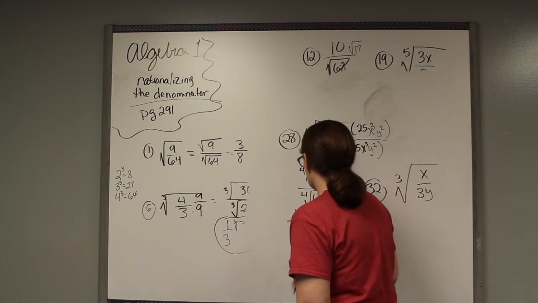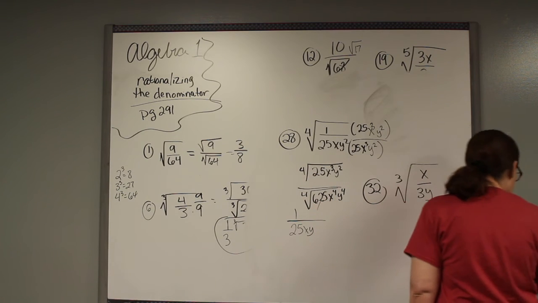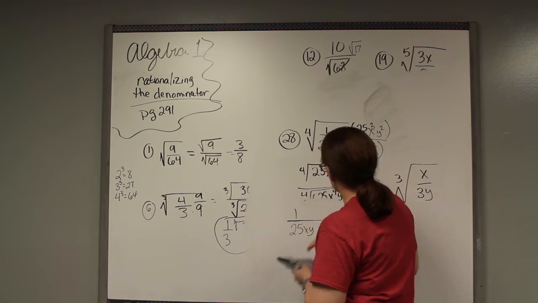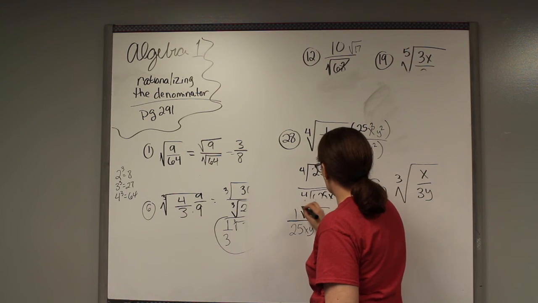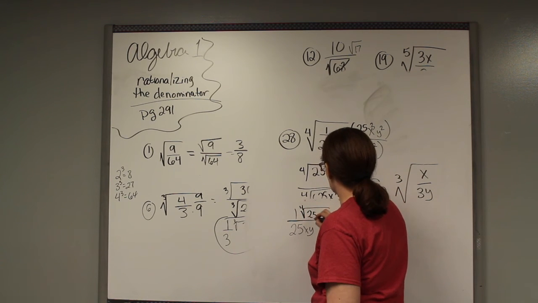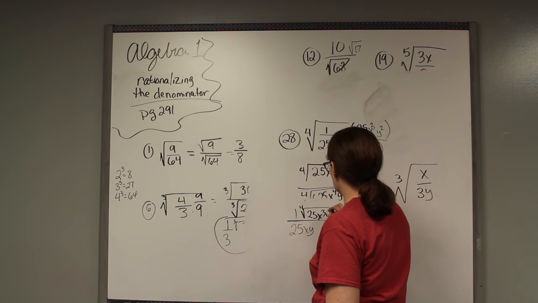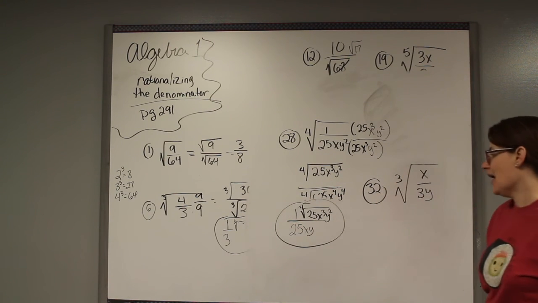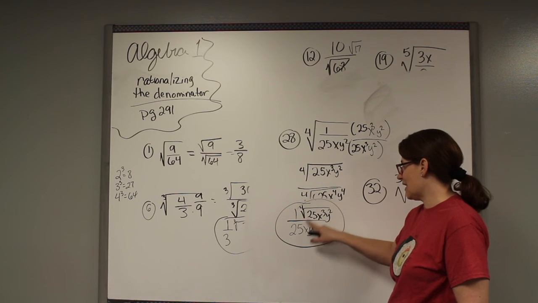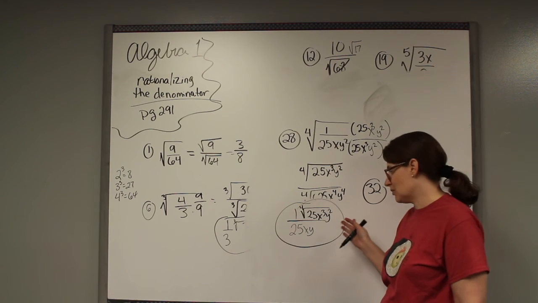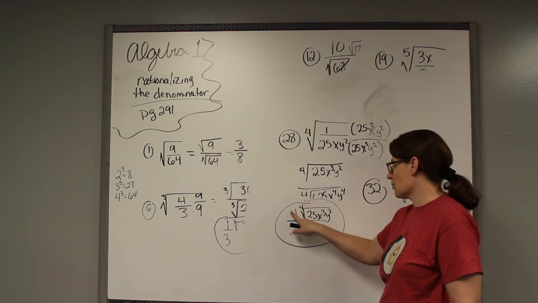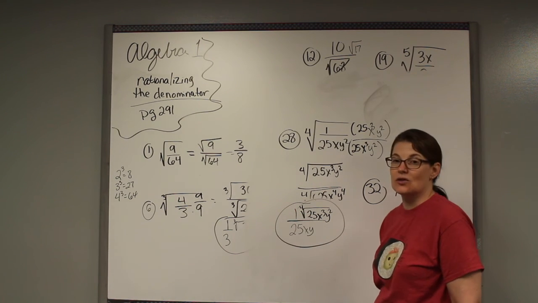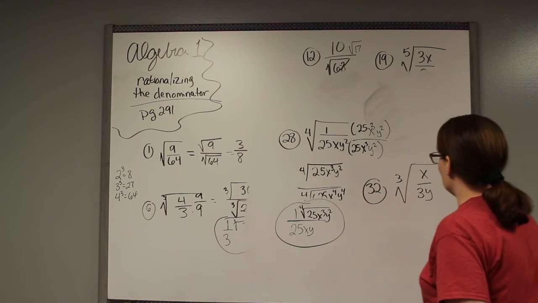Got to put a 1 over it because it's on the bottom. And then my stuff up here stays 25x3y squared. Okay, so that's my answer simplified. I cannot do anything with this out of the radical and this in the radical. You can't simplify that, okay? If there was a number up here, like a 5, yes, you could simplify, or an x or something, you could cross them out. But there's not one.